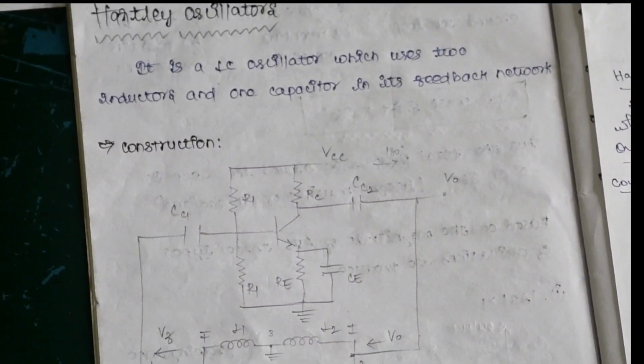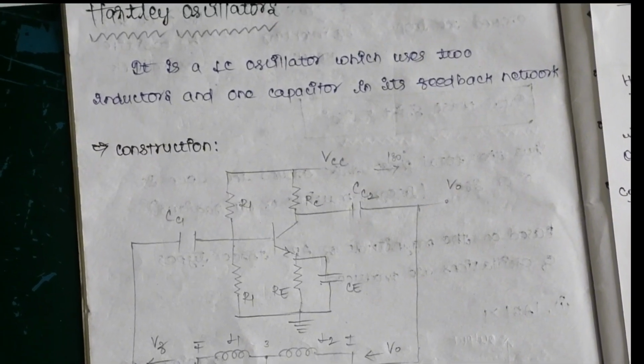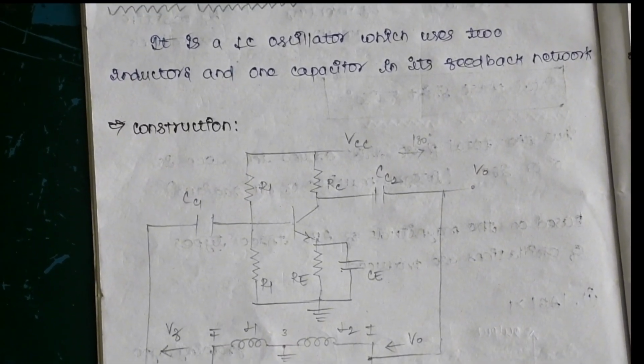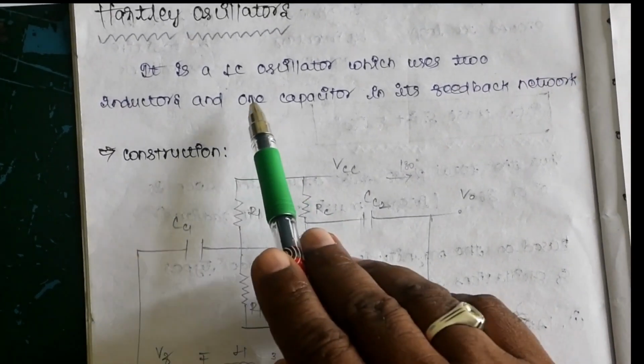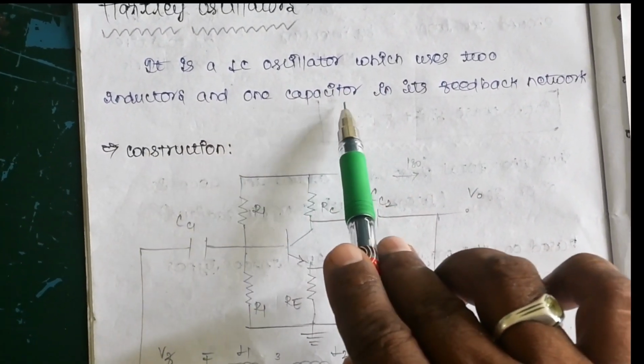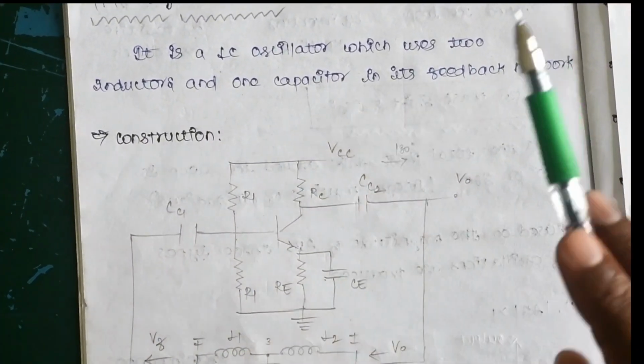So it has a classification of two types, Hartley and Colpitts. Now we have discussed the Hartley oscillator. It is an LC oscillator which uses two inductors and one capacitor in its feedback network.